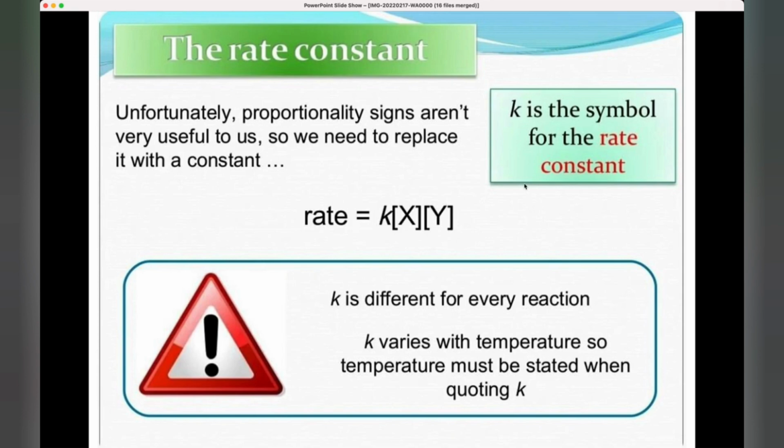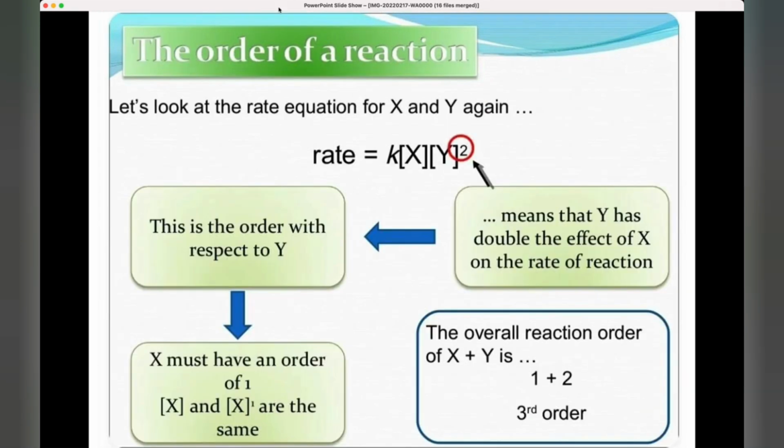It is a symbol for the rate constant, but K is not the same for all reactions. Just remember that K varies with temperature. So whenever you quote K, you have to state the temperature conditions under which the reaction is taking place. Now next we move on to another topic known as the order of a reaction.